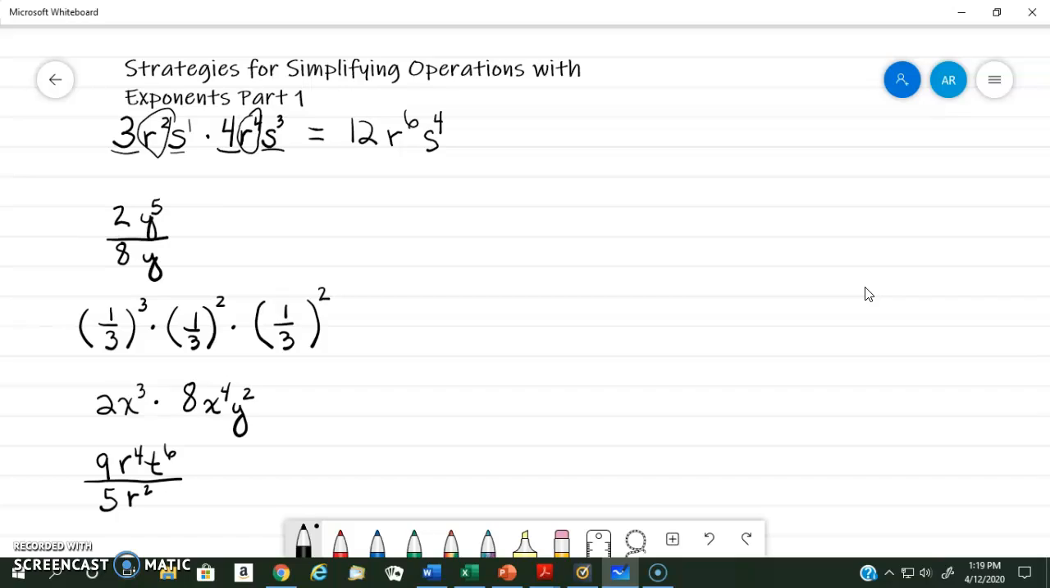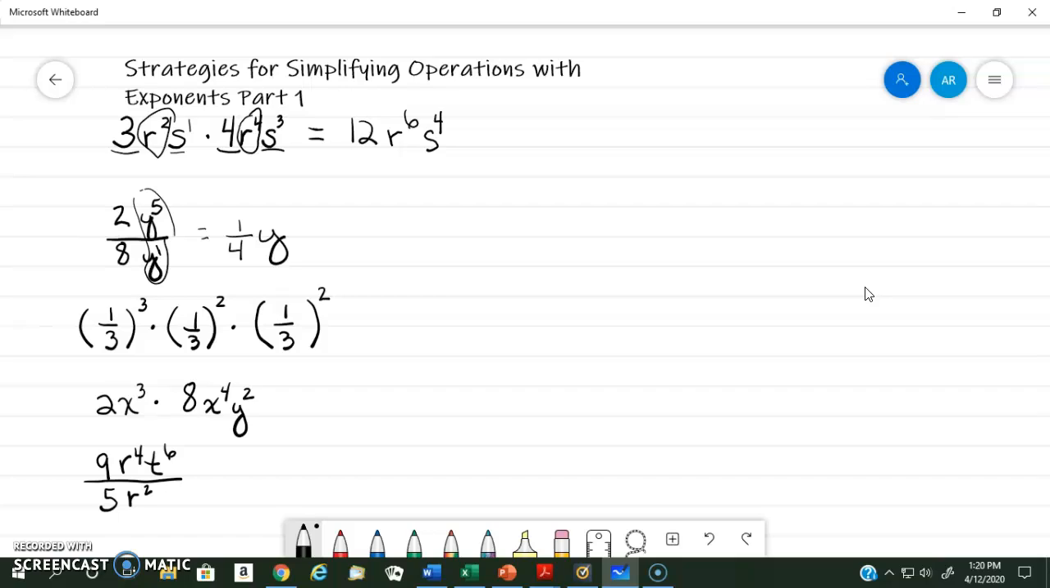Now, looking at my second problem, I see that I once again have some numbers, and I remember that fraction bar is really division. So I'm going to look at the numbers first. That's 2/8. 8 doesn't really divide into 2, but I do see that I can simplify the fraction 2/8. So I'm going to go ahead and make that 1/4. And then I'm going to look at my y's, and I'm going to see my bases are the same there. And this is really y to the fifth, and then I have y.